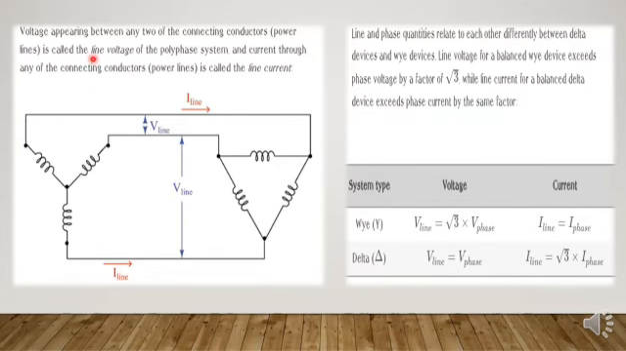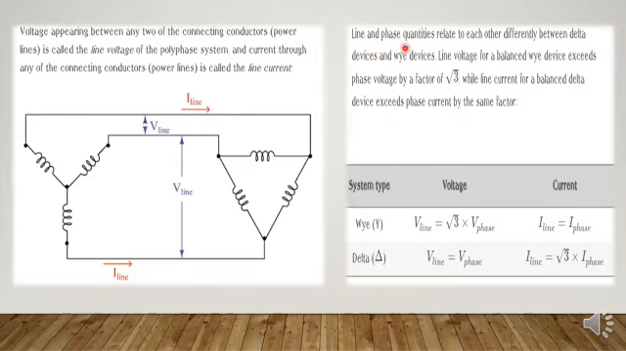Voltage appearing between any two of the connecting conductors, ito, yan, line na yan, yung nagko-connecta sa kanilang dalawa, is called the line voltage of the polyphase system. Line voltage. And the current through any of the connecting conductors is called the line current. Yan, yung kumokonekta sa kanila, tawag dun is line current.